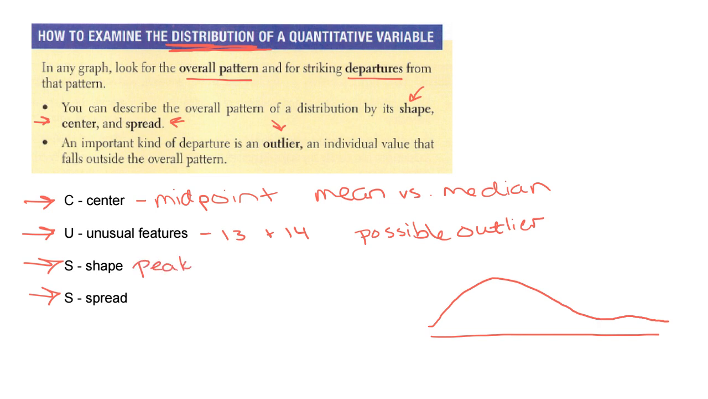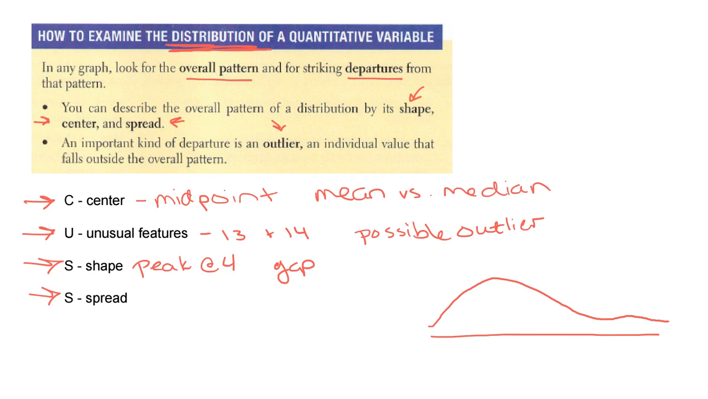So for instance, this one had a peak at about 4. There was a large cluster of dots between 0 and 5. There was a large gap from 5 to 12. All of those things would be part of the shape, as what it would tell us there.